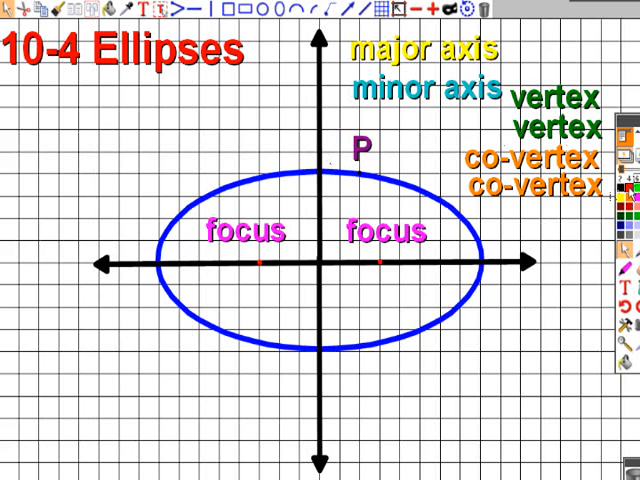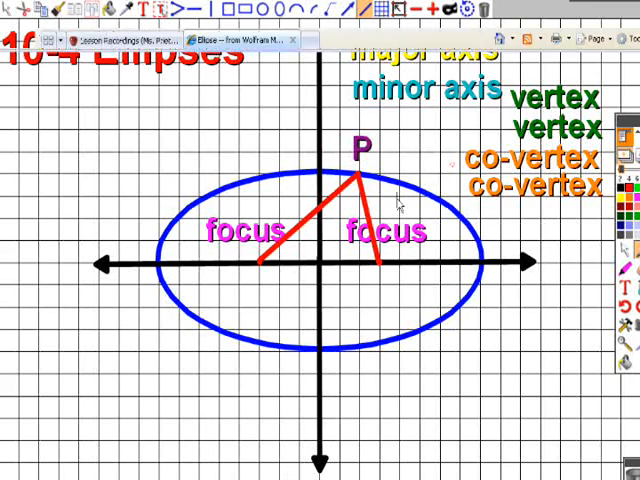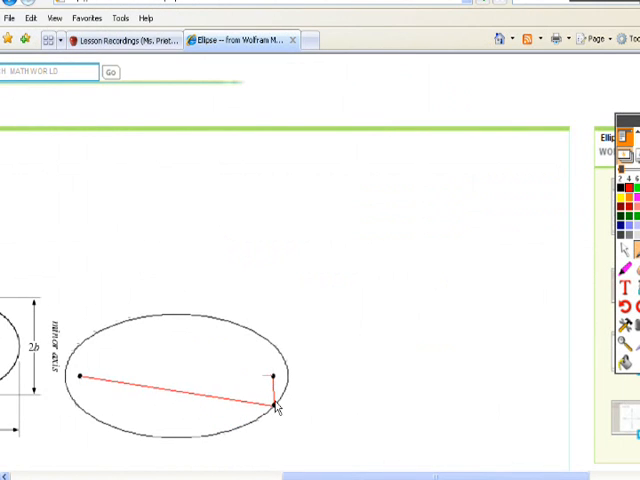So the distance between P and each one of these, so let's say that we have this distance, we can call it D1, call this one D2, and when you add those together, it stays constant. It adds up to a constant, and as you move P along, those two distances, when you add them together, are always the same. So if we go to this website, you can see this point P moving, and this distance will stay constant.